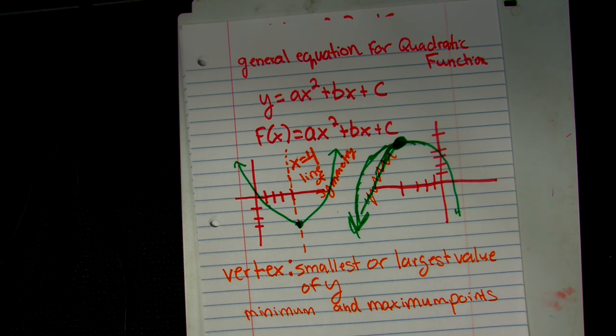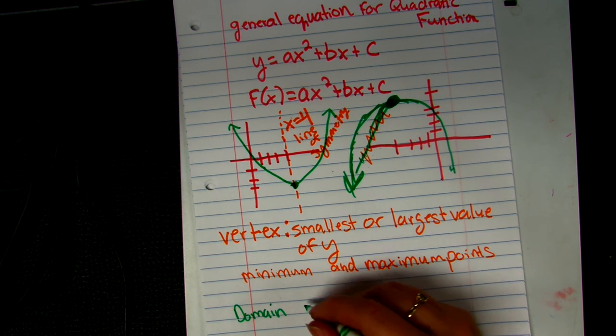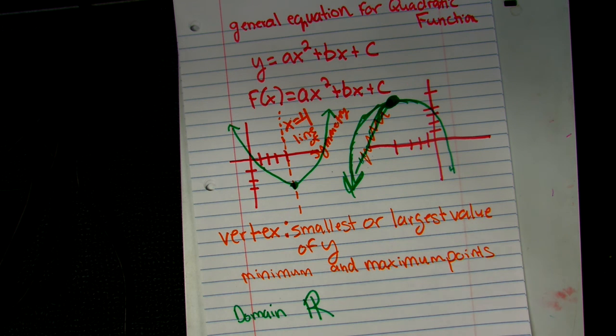All right, so now let's talk about how this can also be the axis of symmetry. So line of symmetry and axis of symmetry are the same thing. All right, let's now talk about domain. So the domain of a quadratic function is always going to be the same no matter what quadratic function you have. The domain of every quadratic function is going to be all real numbers because you can plug in any x value.